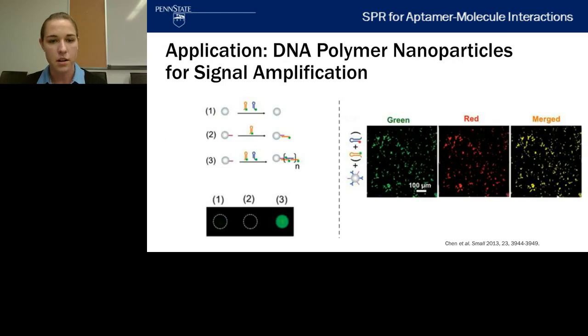So this system can be used as a signal amplification strategy. In this instance, we use nanoparticles that have an attached DNA initiator as an activation point for the polymerization to occur. So in the left image, the schematic shows that when there's no initiator, the polymerization cannot occur on the particle.